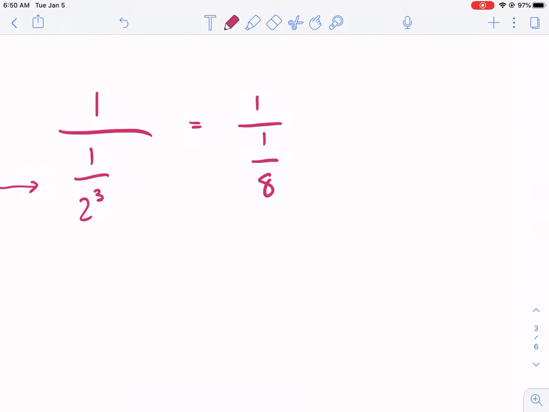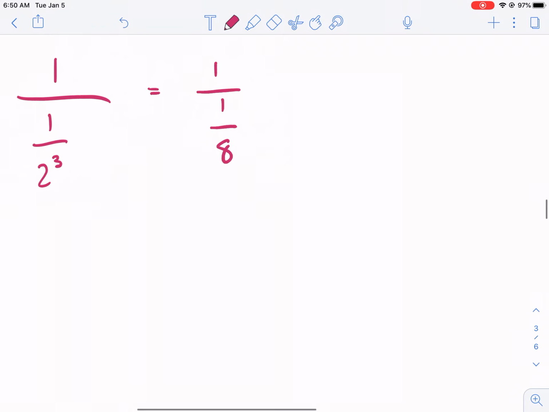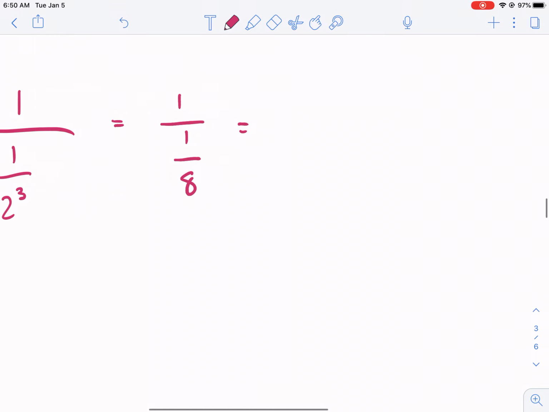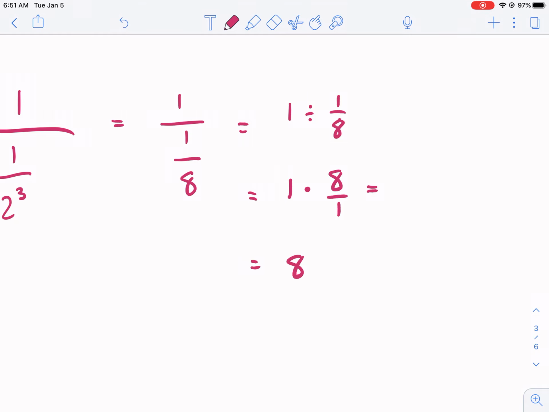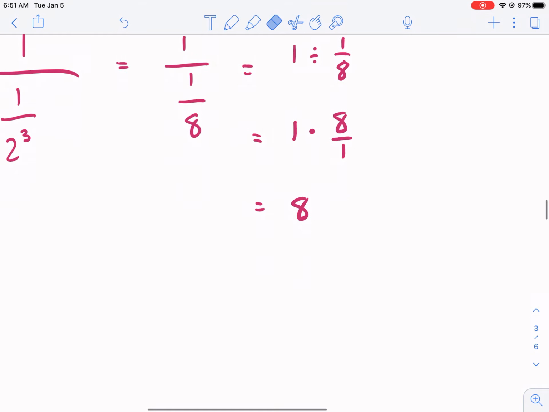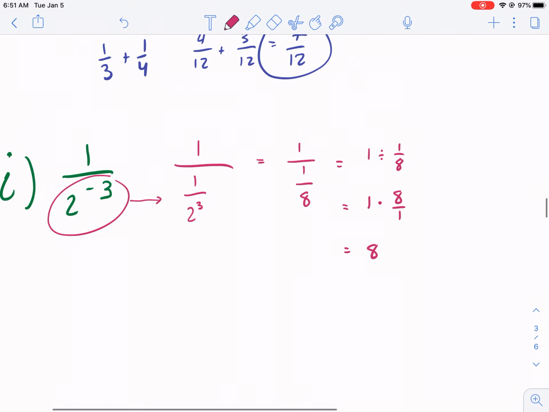Now, anytime we divide, it's the same thing as multiplying by the reciprocal. So this technically could be rewritten as 1 divided by 1 over 8. Okay? Those are the same thing. These are the exact same thing. 1 divided by 1 over 8. So we can change this to 1 times the reciprocal, 8 over 1. So this becomes actually 8. 1 times 8 over 1 is just 8. So that's going to be our final answer here.